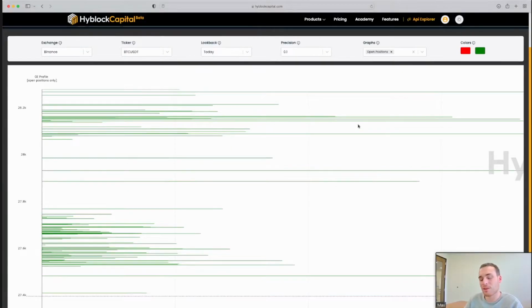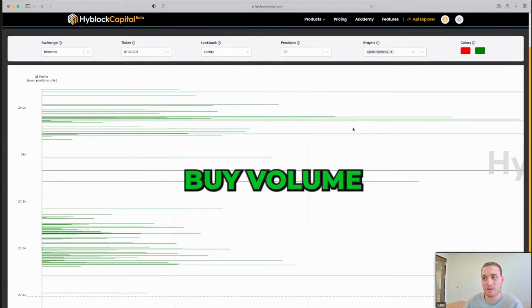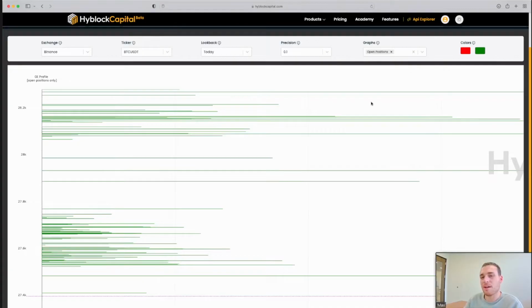They don't really do a good job of identifying whether it's buy volume or sell volume, and really helping identify open positions or really give you much of an edge besides helping you identify a potential range breakout. Hyblock Capital has done a really solid job expanding on the already pretty useful volume profile tool that most of us are familiar with on TradingView.